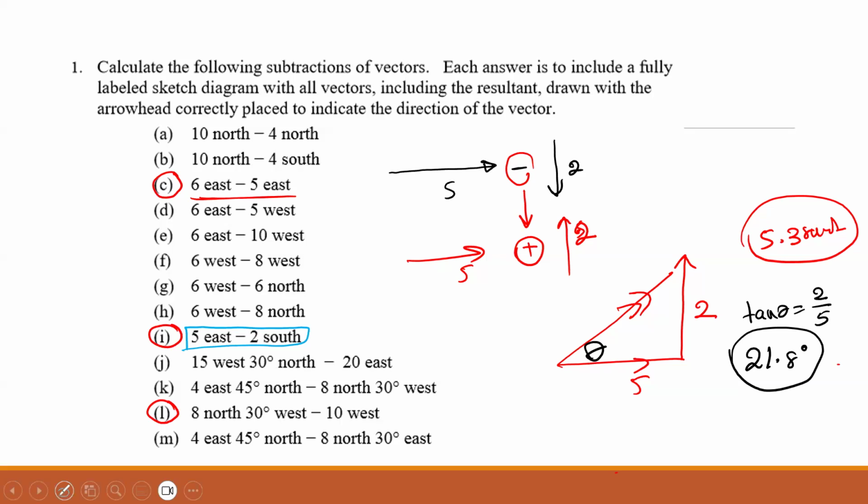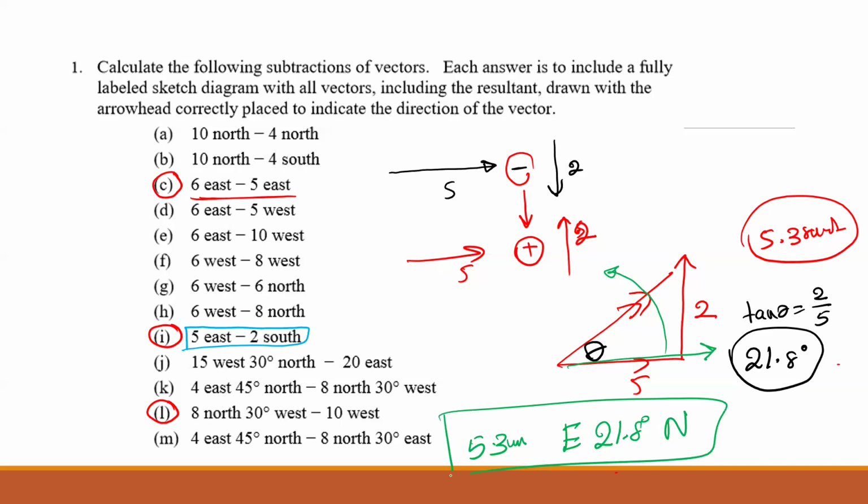Okay, so how do you write this as an answer now? From where to where is this 21.8? From east towards the north, am I right? So how do you write it? 21.8 from east to north, and 5.3 units is your answer. So you write it like this. Am I right? Is that right?